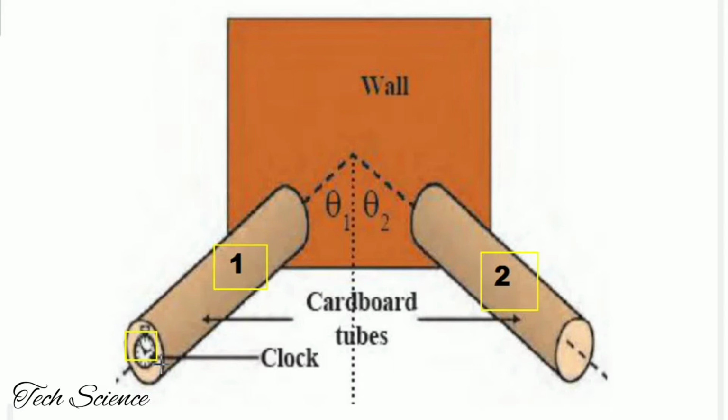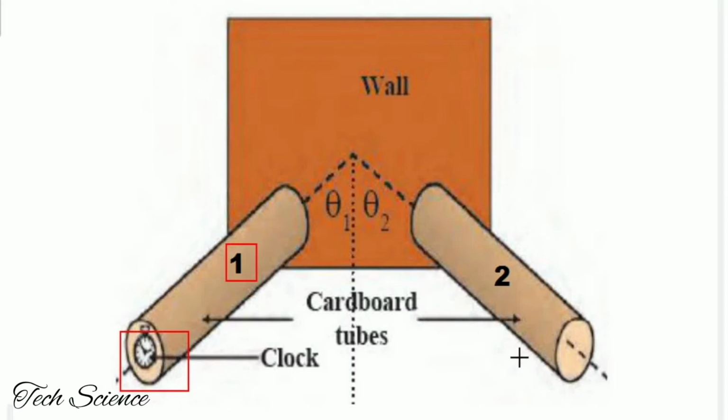Now if you observe, you will find some more things here. There is a clock. This clock is placed near the first end of the first pipe. So at the end of the first pipe the clock is there, and of course the clock is switched on right now, which means you can hear the ticking of the clock.